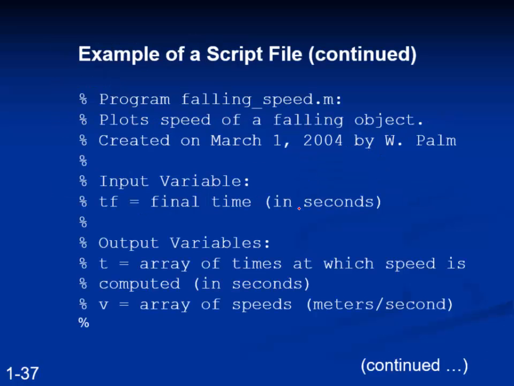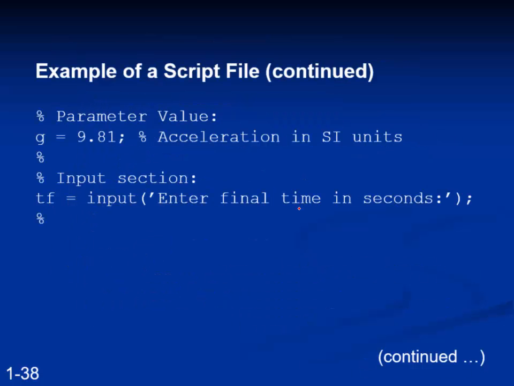The only thing that's a little bit different right here is that g, of course, is a constant. G is defined by 9.8 meters per second squared. That's the constant of velocity. Here is where we're going to get the final time. TF is equal to input. Now this will open up in the command window and ask you to enter the time, and it will store that value in TF. So that's an input command.